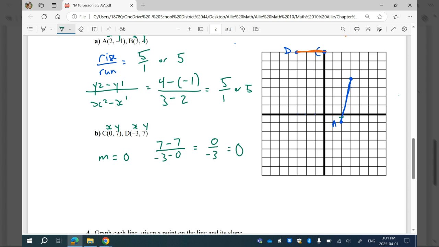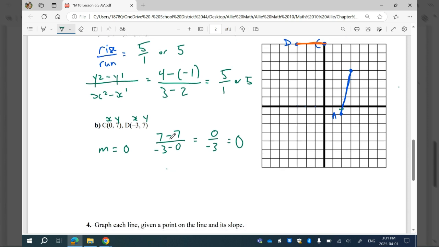So you can do it either way. I think it's good to memorize what the 0 slope looks like and what an undefined slope looks like. I think there's a quicker way to do that, but you could always use that one if you'd like.